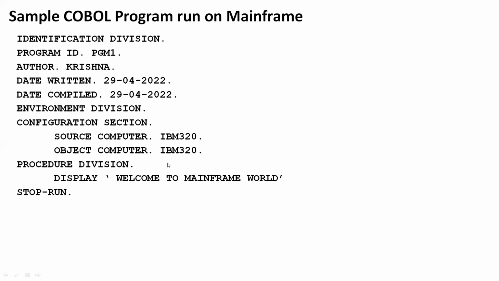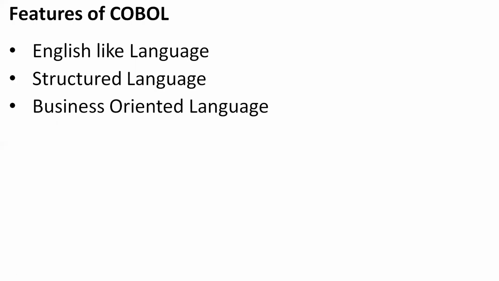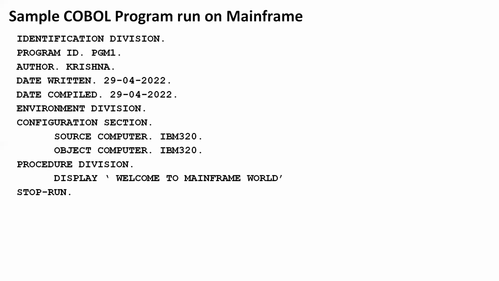If you see the features of COBOL, it is an English-like language, so you will have words that are all English words. Here you can see identification division, program ID, author, date written, the environment division, configuration, source computer, object computer. Display is a general keyword that will display the message to us. Stop run, these are all English words only. You don't need to memorize anything, you just need to remember the words.